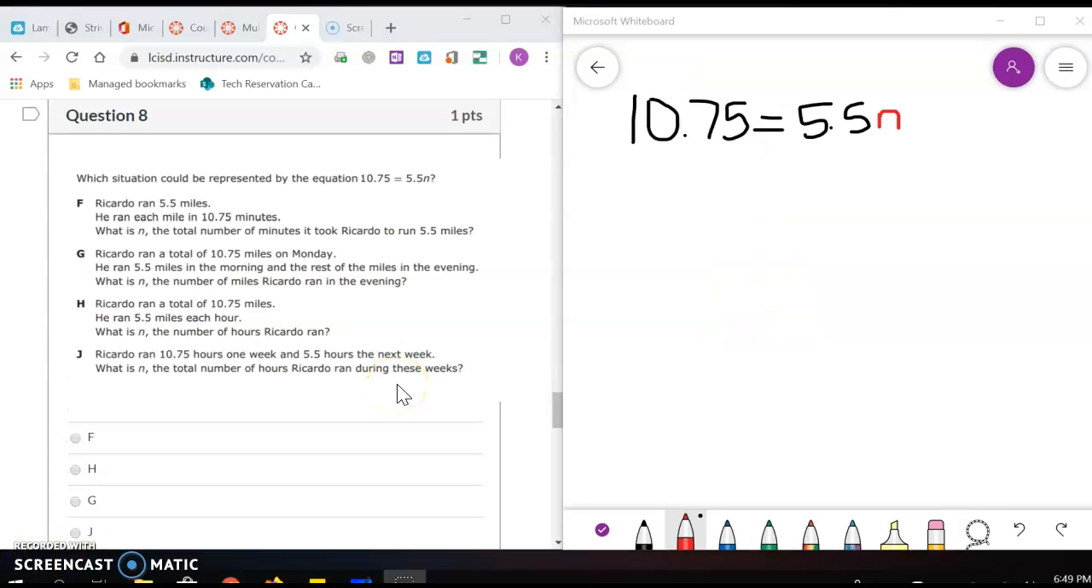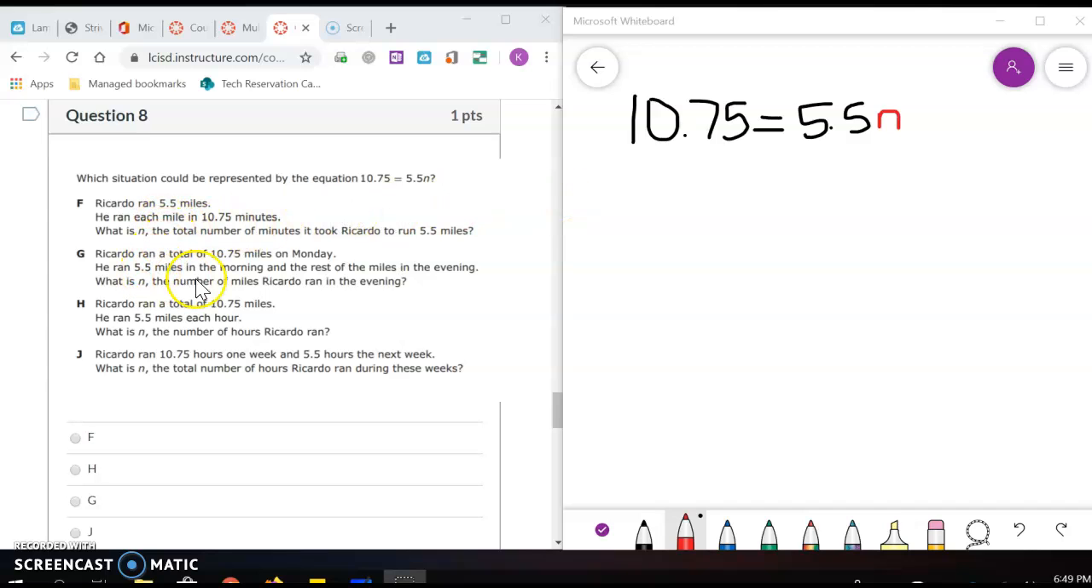Okay, we have another situation here. So we're multiplying 5.5 times something. F says Ricardo ran 5.5 miles. He ran each mile in 10.75 minutes. What is N, the total number of minutes that it took him? In this case, we would have to rearrange the whole equation for that to make sense. It would be 10.75 times 5.5 equals N.